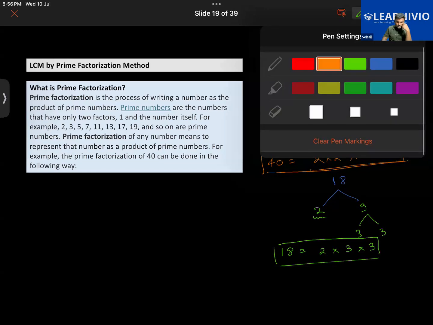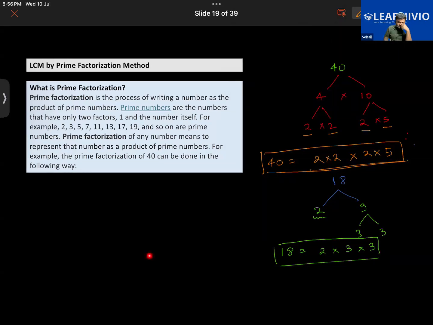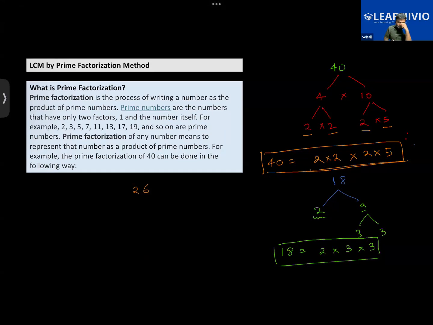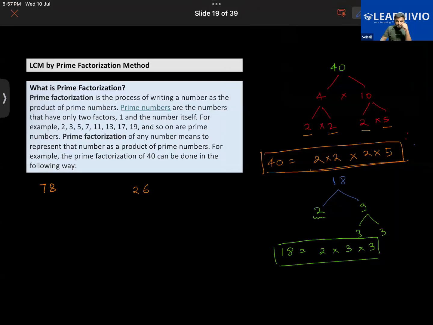Okay, solve one more question. Find out the prime factorization of the number 26. Then also find out the prime factorization of 78. Two 13s are 26. Very good. 2 times 13, that is its prime factorization. What about 78?